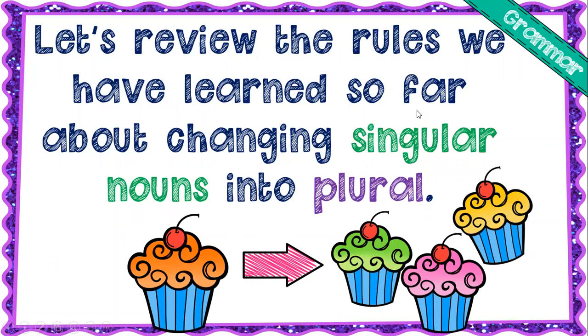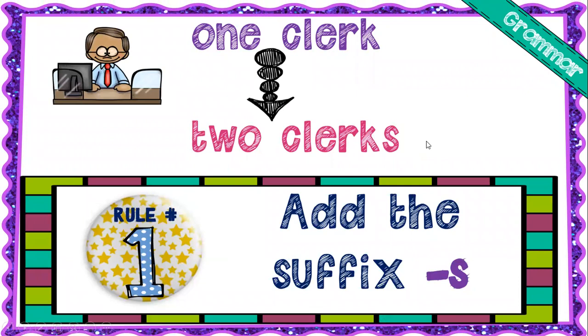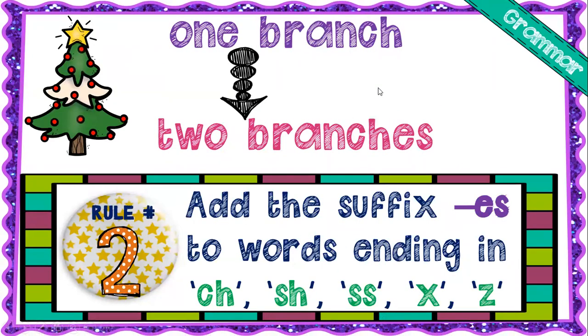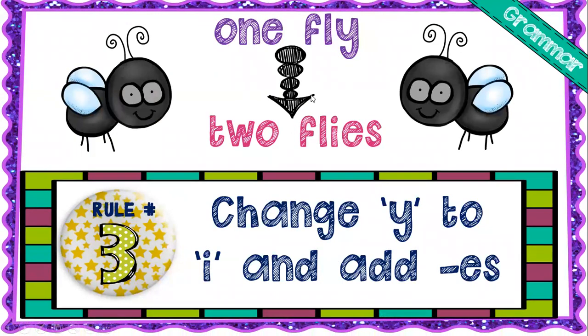Let's review the rules that we have learned so far about changing singular into plural. Adding an S is your typical way. That's what you do most of the time. One clerk would become 2 clerks. Now, if the word ends in CH, SH, S, X, or Z, we add ES. So one branch is 2 branches. Another way is drop the Y. If you have a word that ends in a consonant and Y, you drop the Y and add IES.